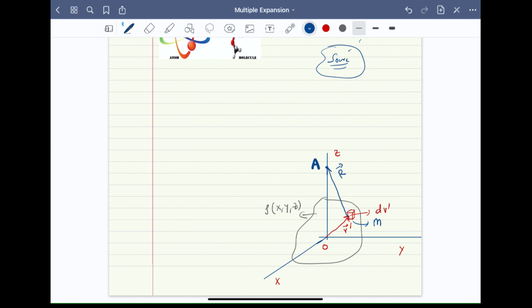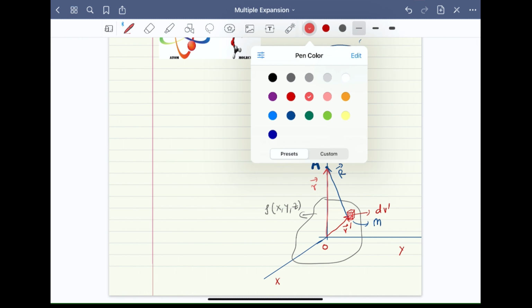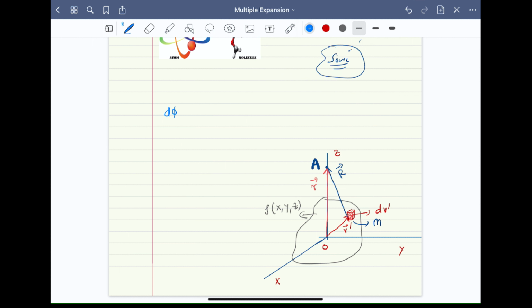And let me change color here. The vector joining O and A will be small r vector. So the potential at point A due to this small volume element will be given by d phi equal to 1 over 4 pi epsilon naught into rho of x prime, y prime, z prime dv prime upon R, where rho is the charge distribution at point M.